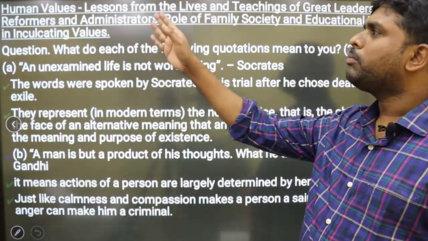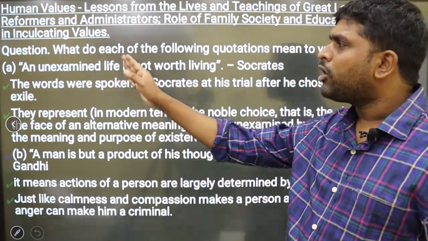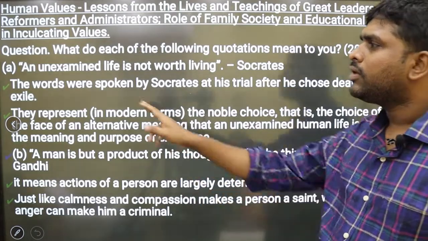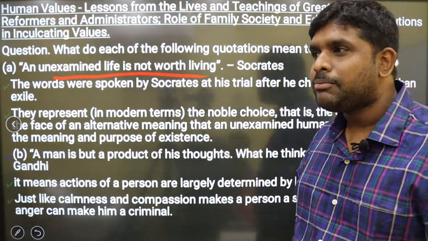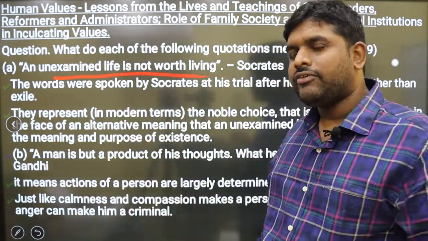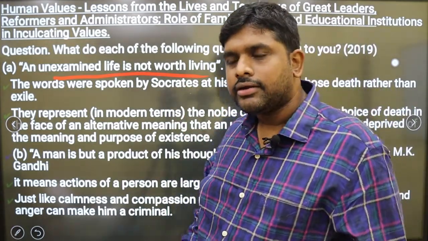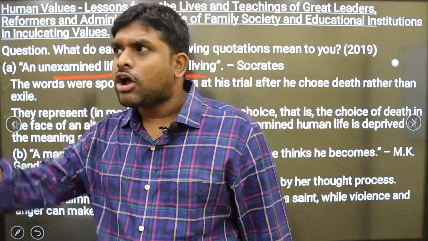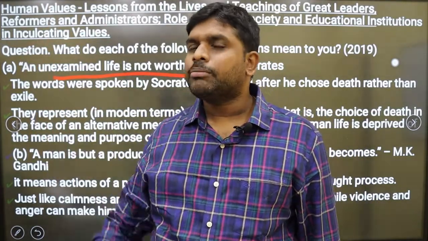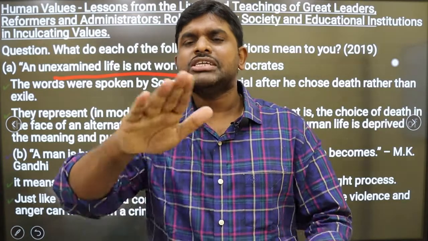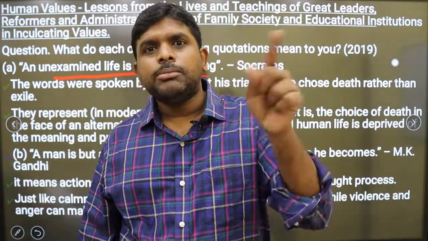Similarly, from this topic, human values, lessons from the lives and teachings of great leaders. Question: what do each of the following quotations mean to you? An unexamined life is not worth living. An unexamined, meaning unevaluated, life is not worth living. Everyone should be evaluated. Everyone is not absolute. The North Korean president is an absolute; he should also be evaluated. There should be a democratic procedure. Democratic procedure means evaluation of the political leader is happening. When evaluation is happening, what will happen? Accountability will be there.